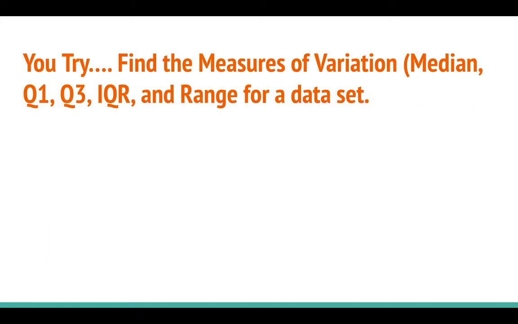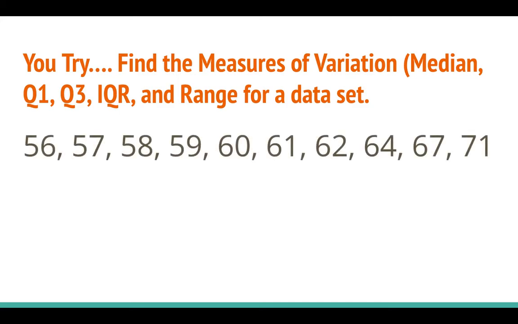Okay, so here's one example for you to try. You're trying to find the median, Q1, Q3, and the IQR as well as the range for this data set. If you said the median was 60.5, you're right. There are two numbers in the middle because it's an even data set. So 60 and 61 were in the middle. And the halfway point of that would be 60.5. So the median's 60.5. Now to find Q1, you want the middle of all the numbers smaller.